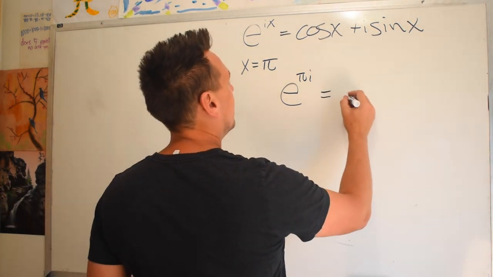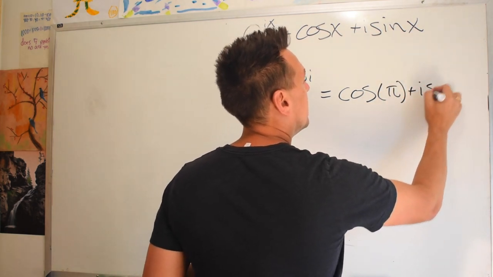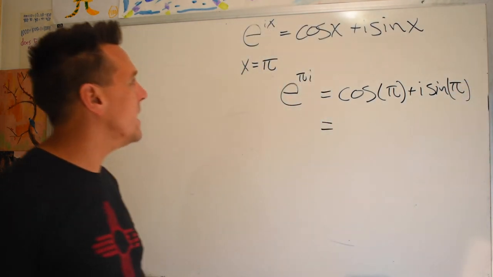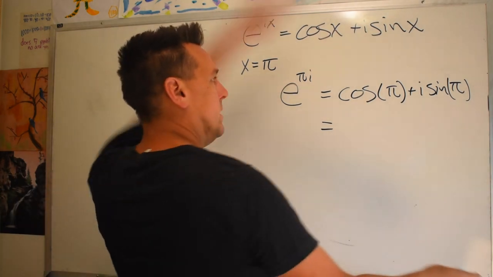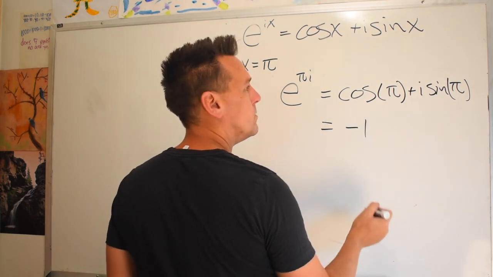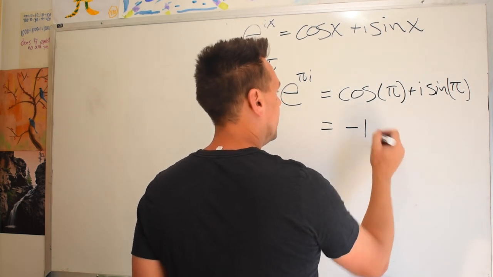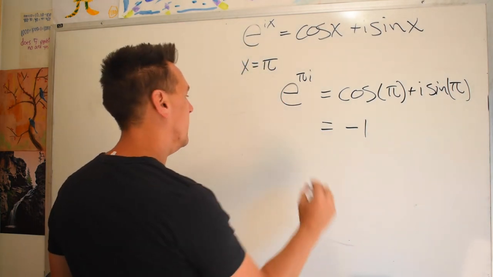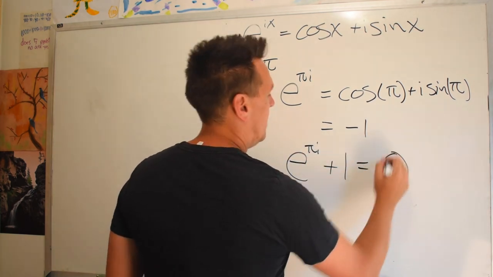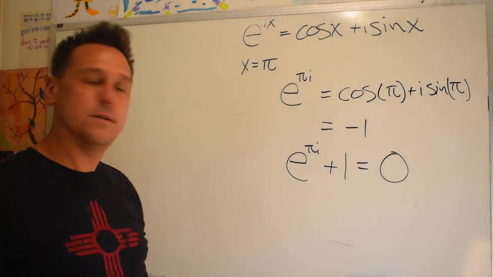All right, and then I'm just going to plug in. So it's cosine of pi plus i times sine of pi. Now, I don't know how long it's been since you've last seen your unit circle, but pi is 180 degrees. It's over there. Its size, that's minus 1. And then pi has no height on that unit circle. So that's all you get: e to the pi i equals minus 1. And then again, if we want it to sound right and look right and be extra magical, we rewrite it that way. And so that finally is why e to the pi i plus 1 equals 0.